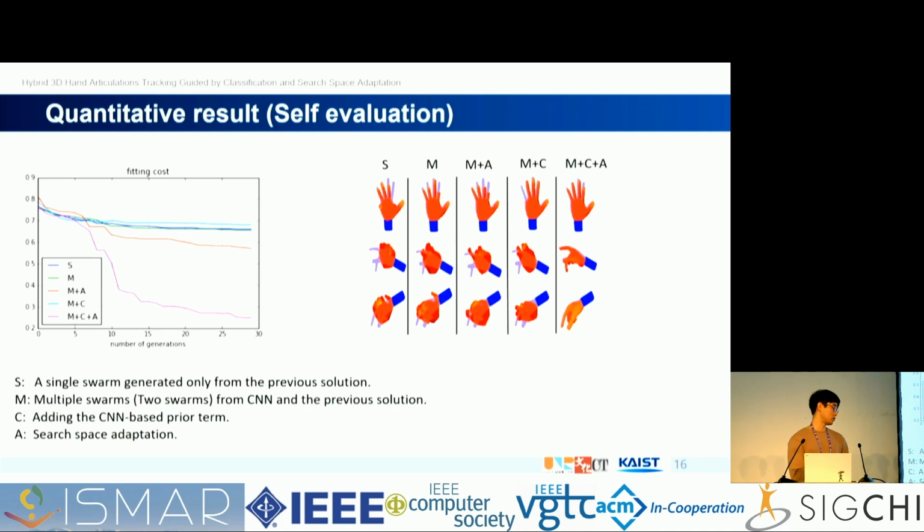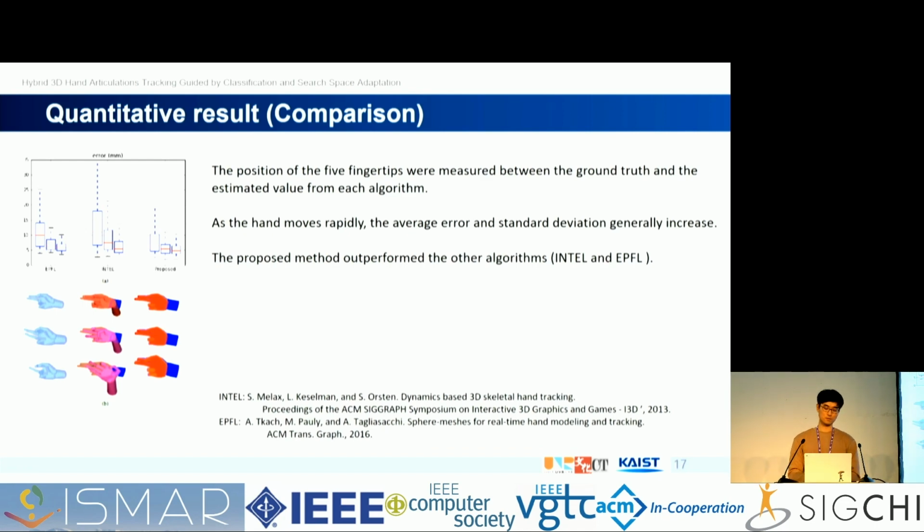The left graph shows the data fitting term according to the number of generations. And the right figure shows some rendered results that show the erroneous result. Only the strategy MCA can give a superior result to other methods. So we selected the MCA method for our hybrid approach.